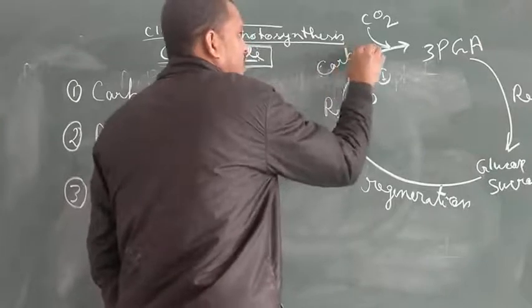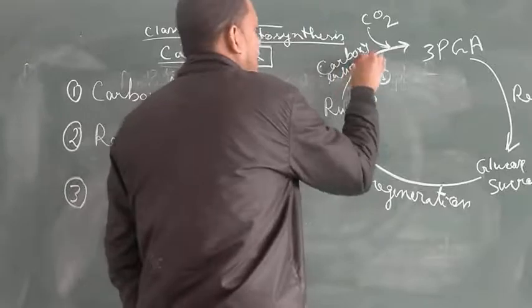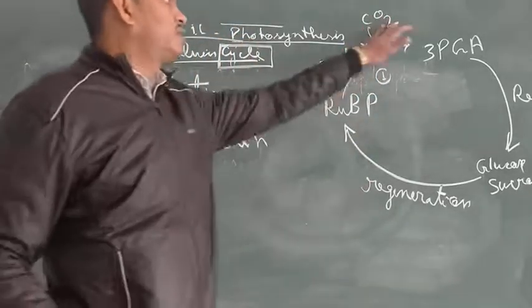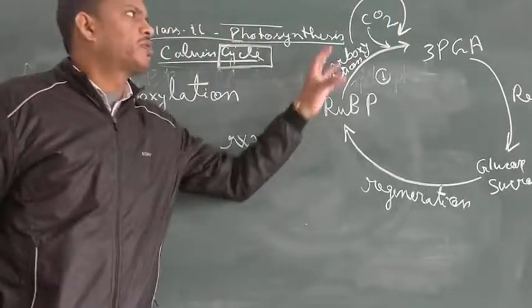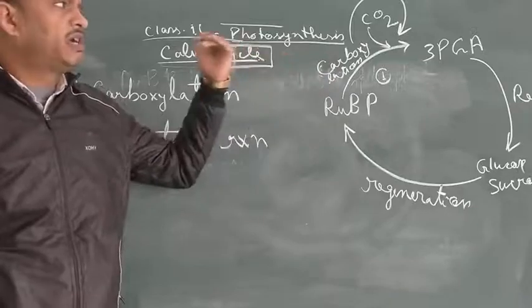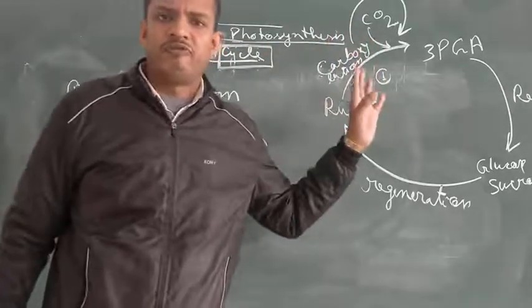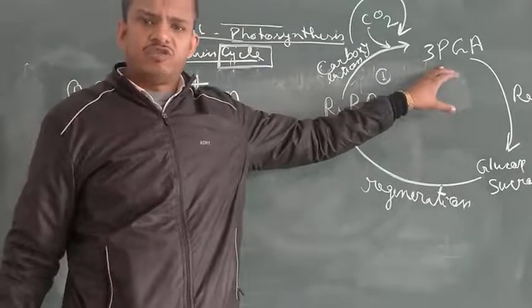This one is your carboxylation. So we can say after this point we will come here. That RUBP is going to accept this carbon dioxide. The stage is known as carboxylation, and the reaction takes place with the help of different enzymes, and the intermediate product that forms is 3-PGA.